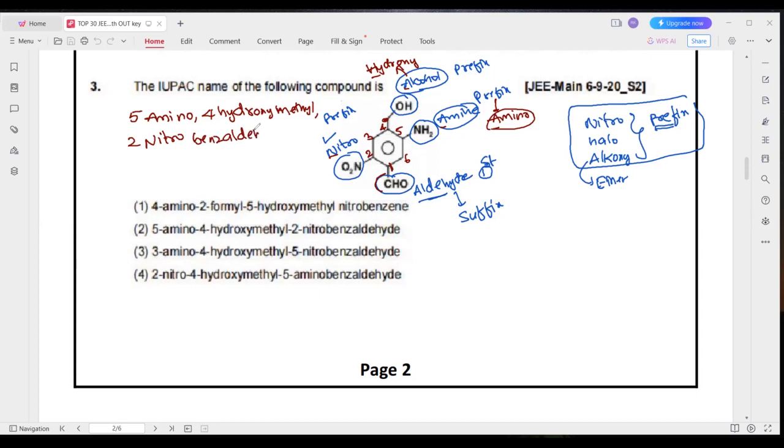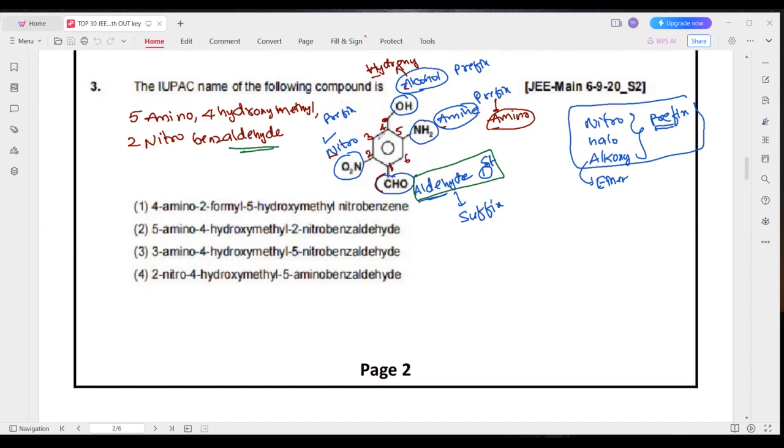Benzaldehyde. Once again, I am repeating the same procedure. First, we should check which is the highest in the priority order. So, in the priority order, aldehyde is the first. That's why numbering is done according to that. Aldehyde is written in the suffix. Remaining all are written in the prefix as per the alphabetical order.